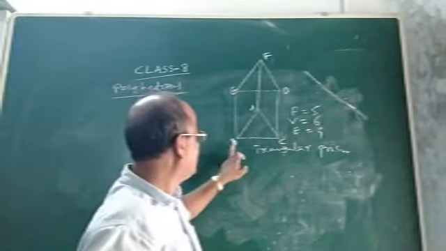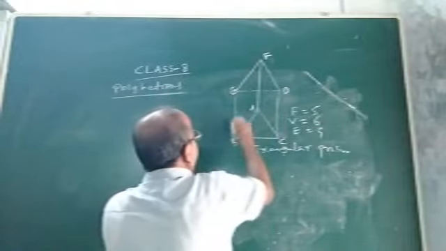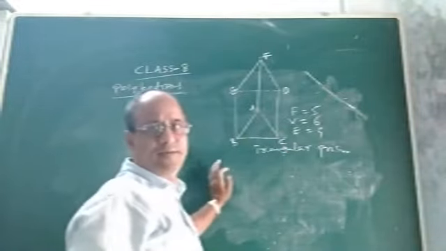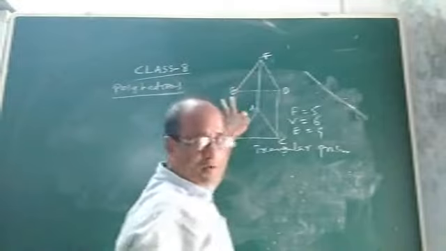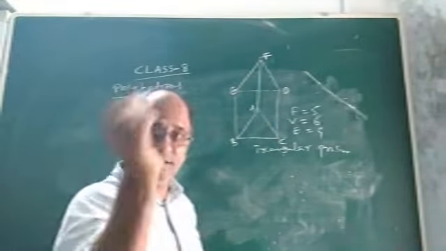So B, C, D, E is one face, a parallelogram. What about A, B, E, F? It is also one face. What is the shape of this face? A, B, E, F is also a parallelogram. Similarly, A, C, D, F is another face, and it is again a parallelogram.